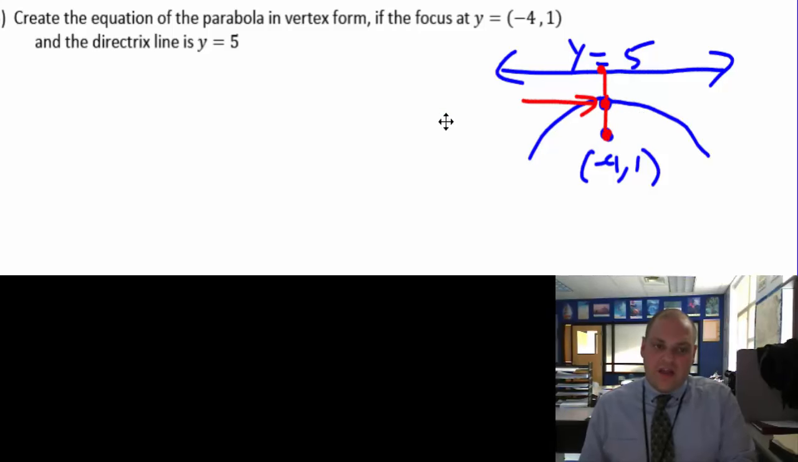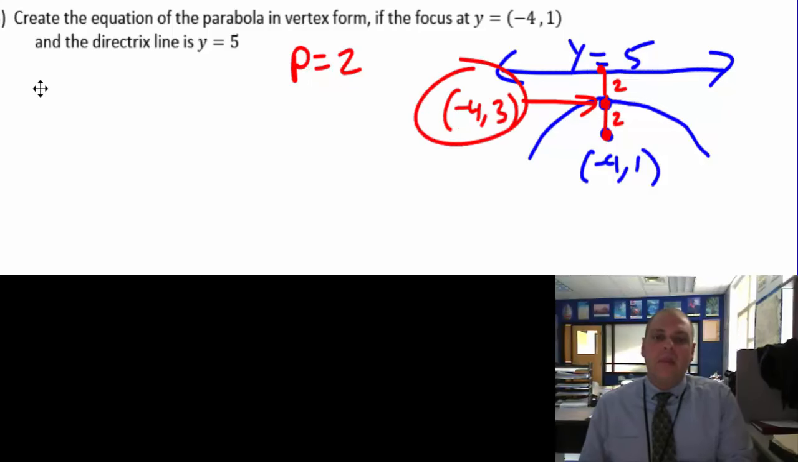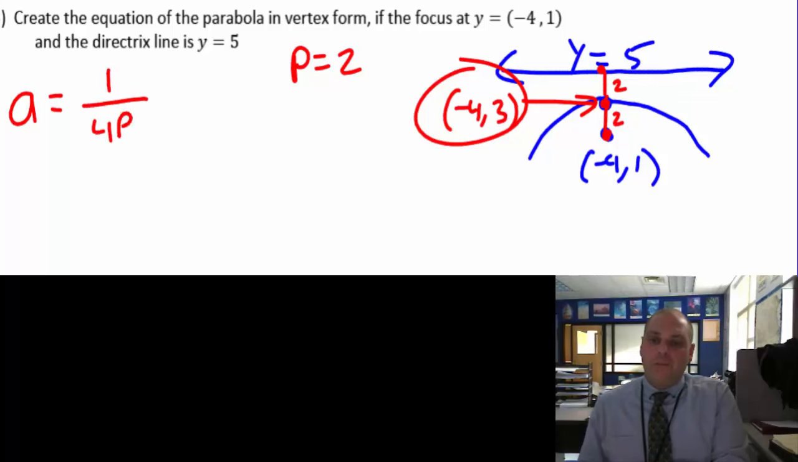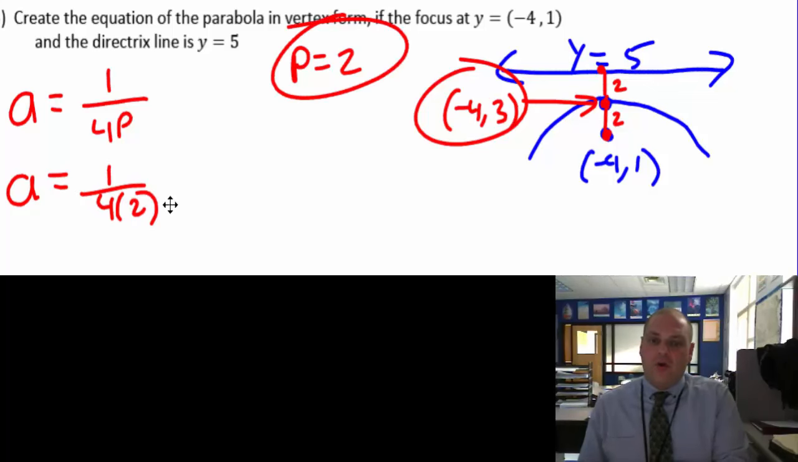So the vertex, we need that too. My vertex must be negative 4, 3. 3 is in the middle of 5 and 1, right? And then, of course, what's the distance between 5 and 3? Well, it's 2. The distance between 3 and 1 is 2. So my p-value is 2. My vertex is right there. And now I can find a. a is 1 over 4p. a is 1 over 4 times 2. p is 2, right? So 1/8.